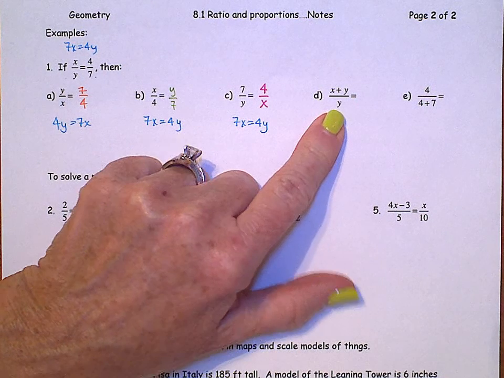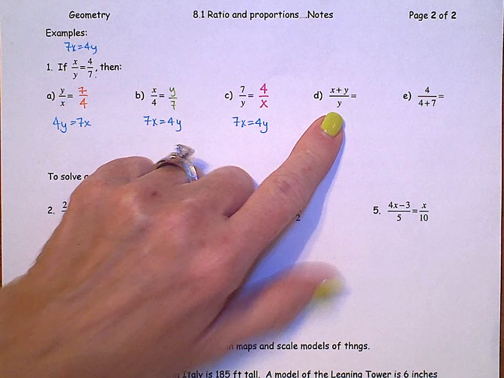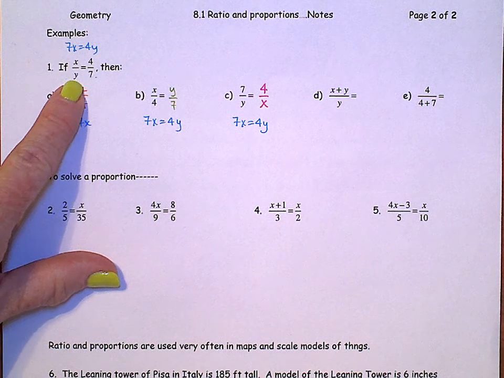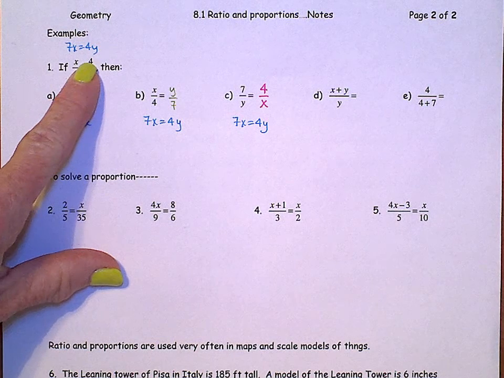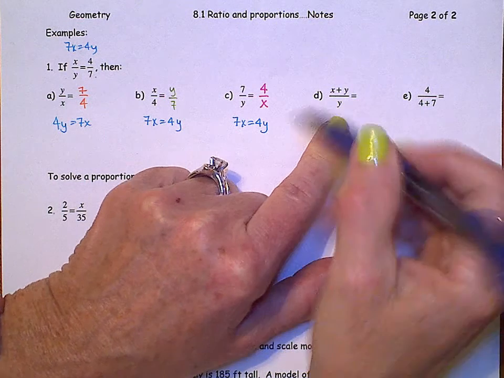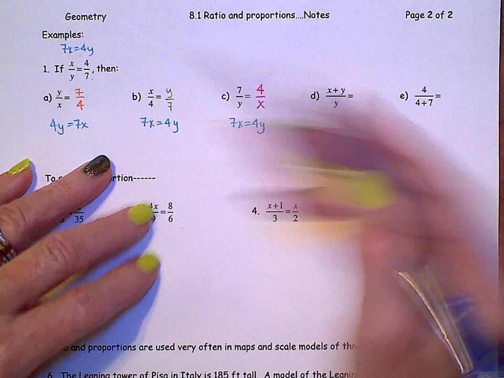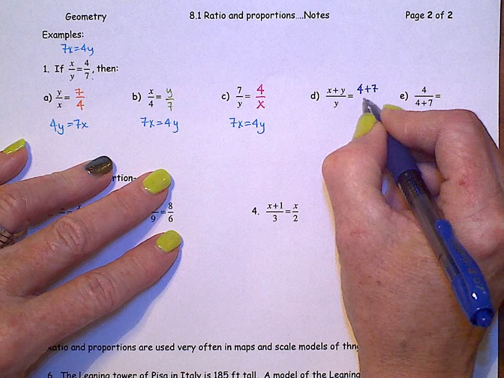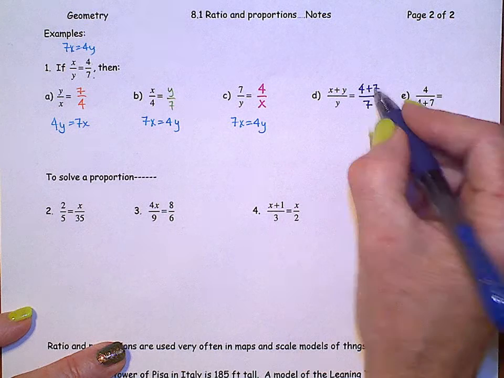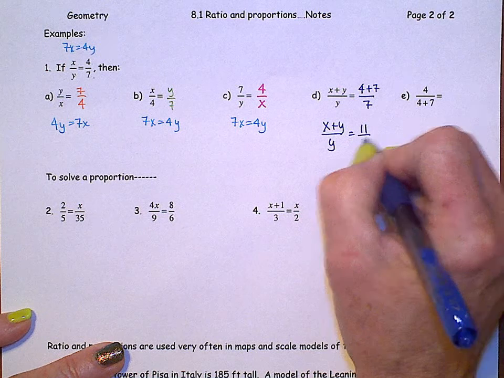All right, how about this one? x plus y over y. This is that last property that I showed you at the bottom of page 1. So look what we did to the left-hand side. x over y. We took this denominator and added it to the top, made it x plus y, and kept that denominator the same. Following that same pattern on the right, we take this 7 and add it to the top. So this will be 4 plus 7, and keep the denominator the same, 7. We would simplify that down to x plus y over y is 11 over 7.